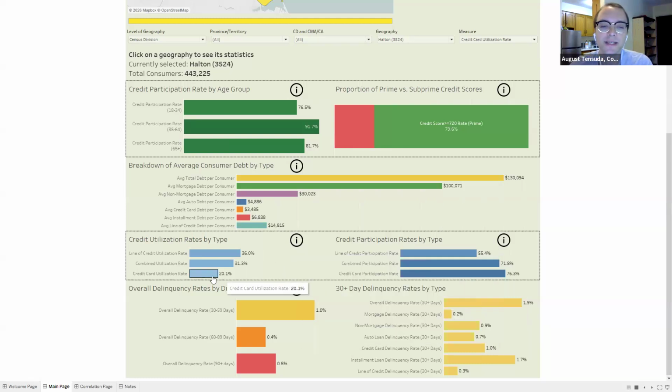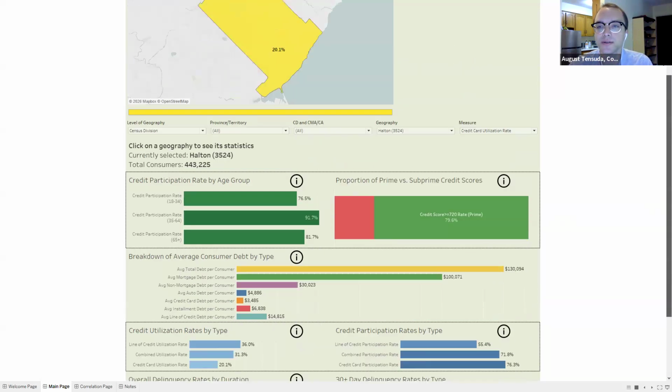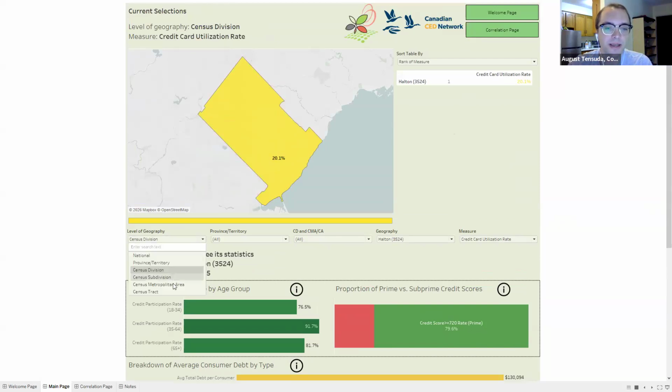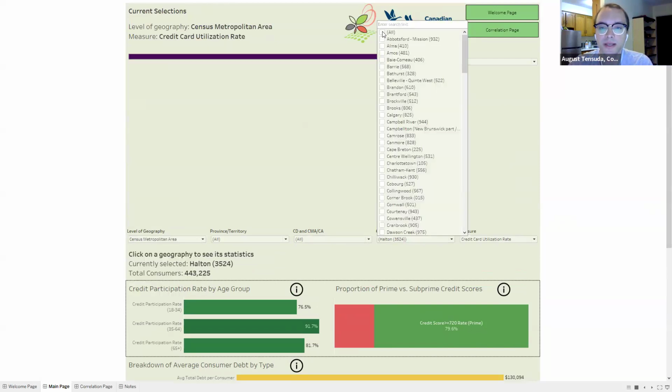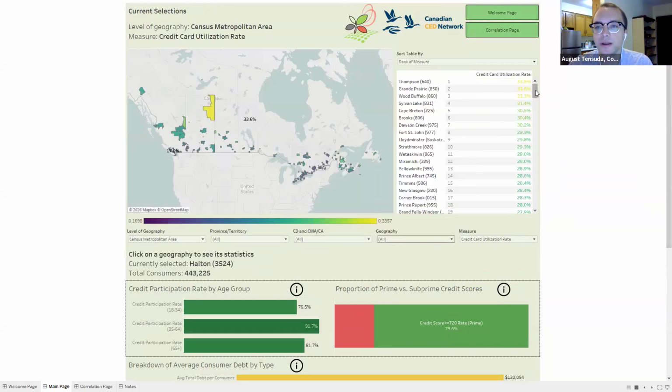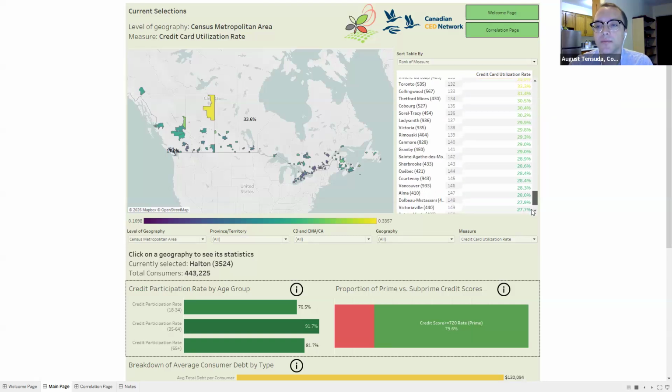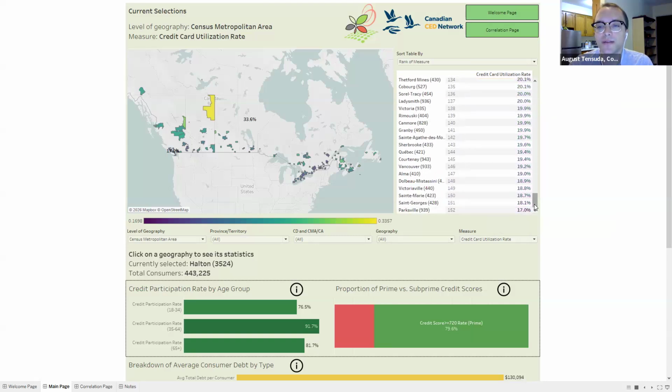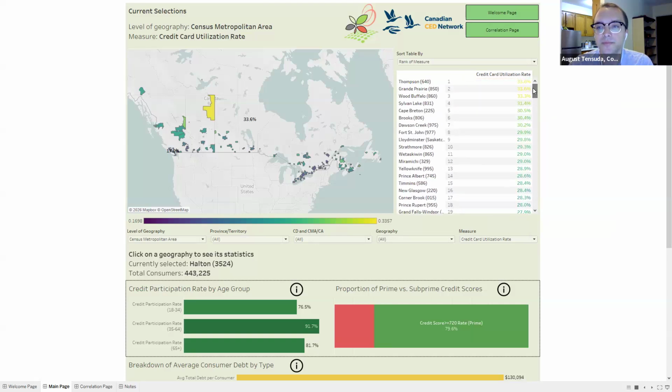So if you see the credit utilization rate is very high in an area or higher than other areas. If we take a look at, let's say, CMAs again, because CMAs are interesting, we'll select all again. And we're at credit card utilization rate again. The top one is Thompson at 33.6%, and then the bottom is Parksville at 17% for CMAs. So, if you're coming in at this top end, then it's probably not great. I would still say 33%, that's not alarming to me, but that means that it's being pulled up by the 100%, right?